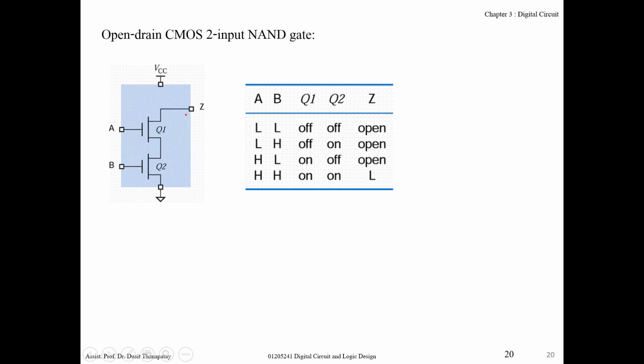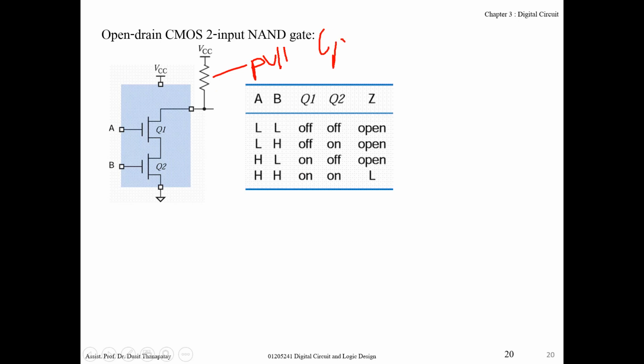So to use this one, normally we must add a pull-up transistor, namely a transistor that links this output to VCC. This is what is called a pull-up resistor.